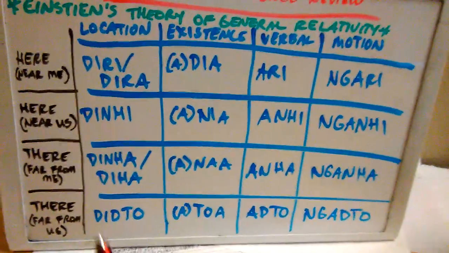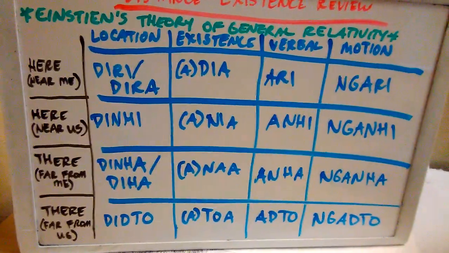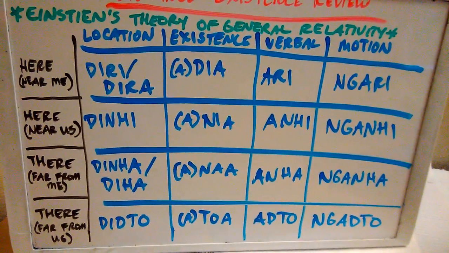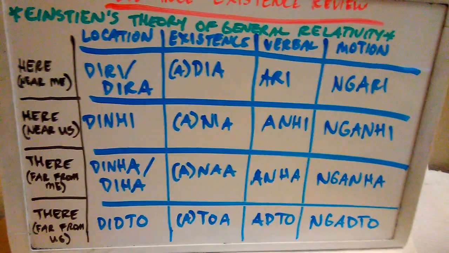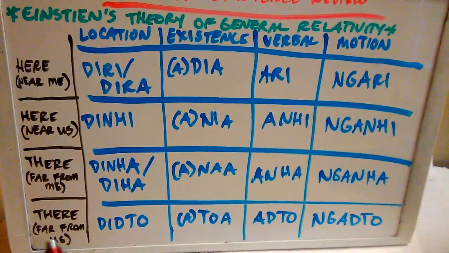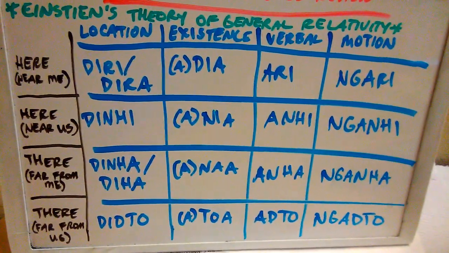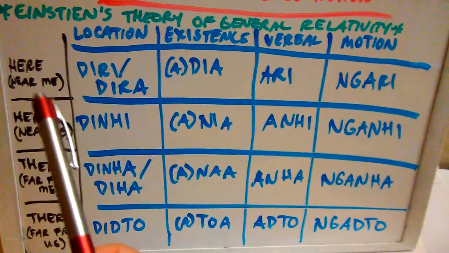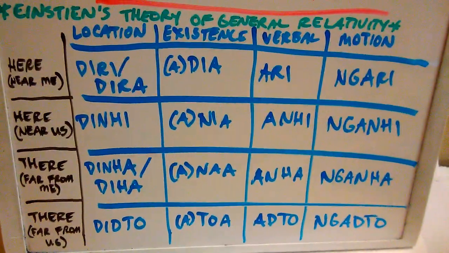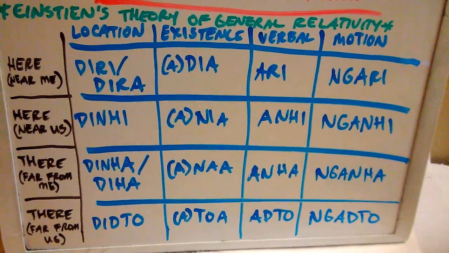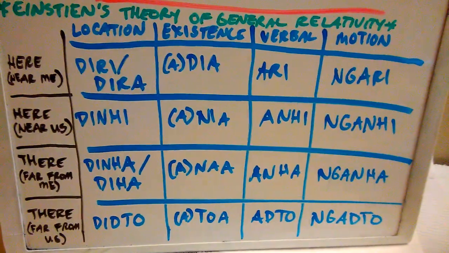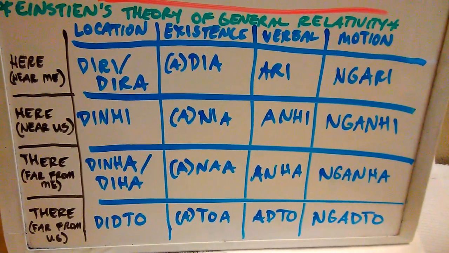So here we have four, I guess you can say, divided into distance, right? Four existences, distances, whatever, right? It's divided into four distances, maybe. I guess you can call it that way, right? We have the here that's very close to me, right? So it can be maybe a few centimeters from me. We have the here that's near us, between you and the listener.